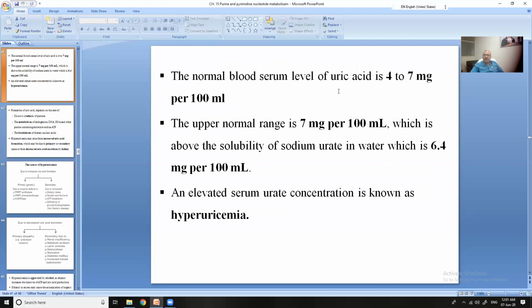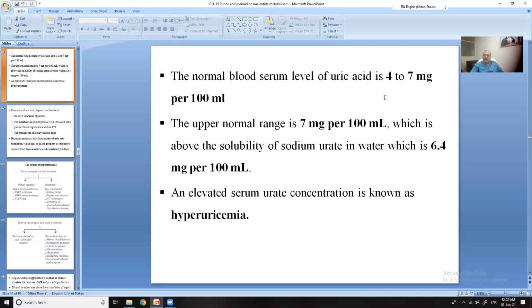The normal blood serum level of uric acid is 4 to 7 milligram per 100 ml of blood. The upper normal range is 7 milligram per 100 ml, which is above the solubility of sodium urate in water, which is 6.4 milligram per 100 ml. And an elevated sodium urate concentration is known as hyperuricemia. So the upper normal range is 7 milligram per 100 ml, and if it is more than that, it is hyperuricemia.